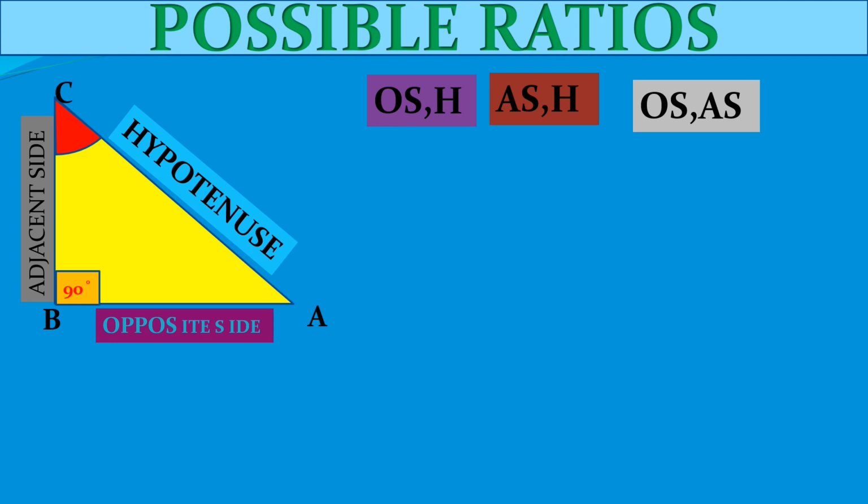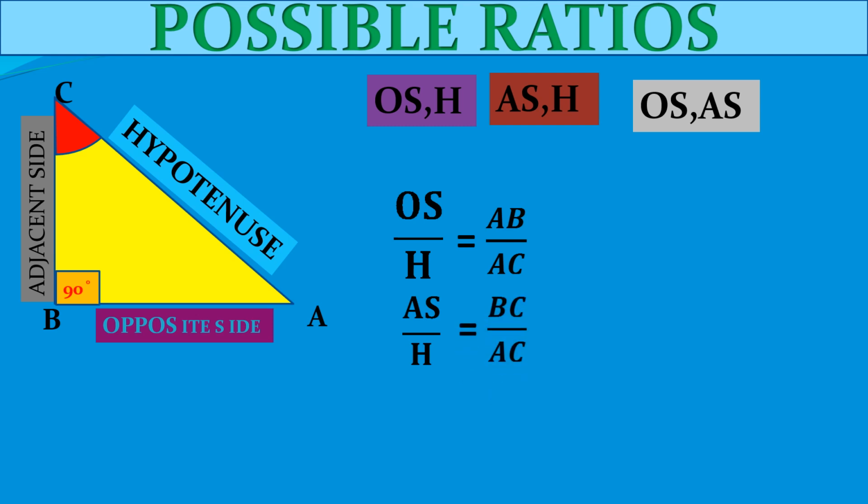By using these pairs, how many ratios are we going to find? The first ratio is opposite side by hypotenuse, which in this triangle is AB by AC. The second is adjacent side by hypotenuse, which is BC by AC. And the third is opposite side by adjacent side, which is AB by BC.